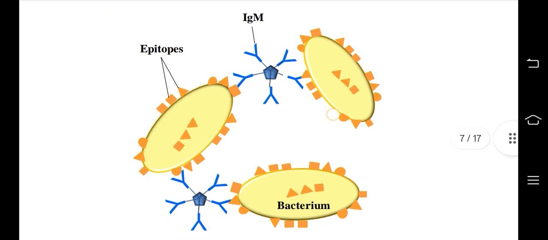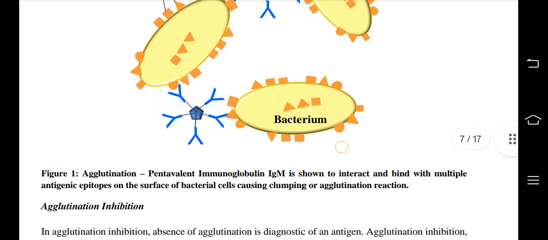Epitopes, IgM, bacterium, agglutination. Pentavalent immunoglobulin IgM is shown to interact and bind with multiple antigenic epitopes on the surface of bacterial cells, causing clumping or agglutination reaction.